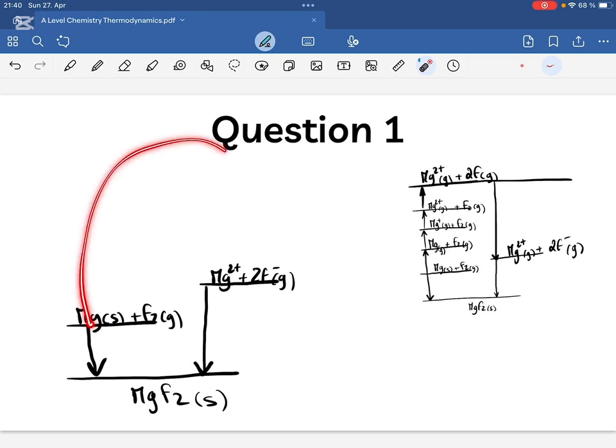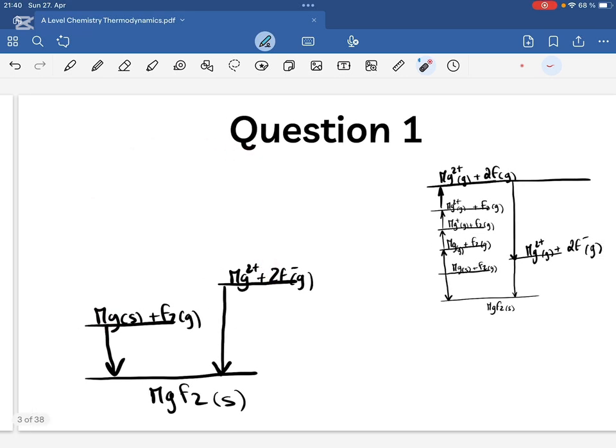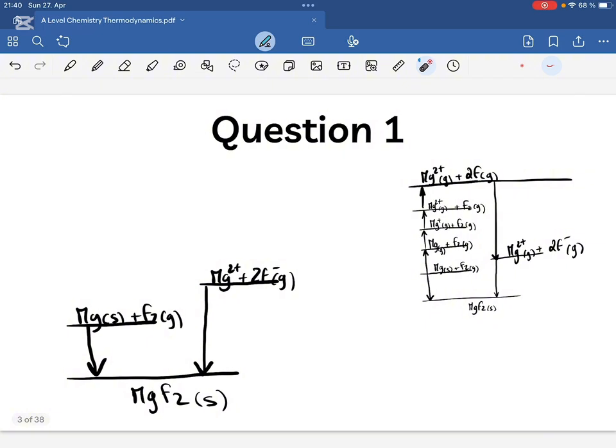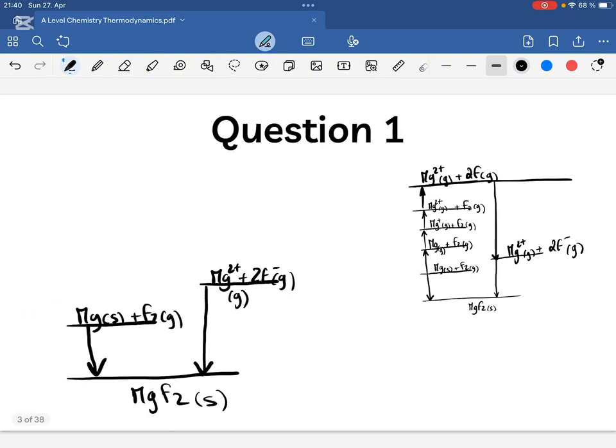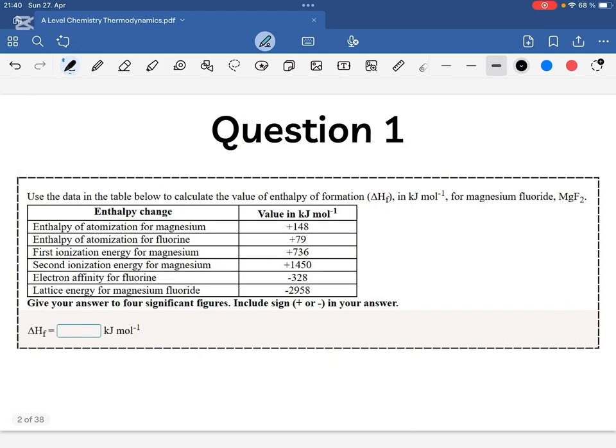Now we need to connect the two sides together. In order to connect these two sides, we have to know what steps took place for us to reach this part. And I forgot to write that this is a gas. So the first thing we need is the enthalpy of atomization. We're going to atomize magnesium, and so magnesium is going to become a gas. Since the enthalpy of atomization, as you can see, is positive, the arrow is going to be upward. If it's negative, then it's going to be downward.